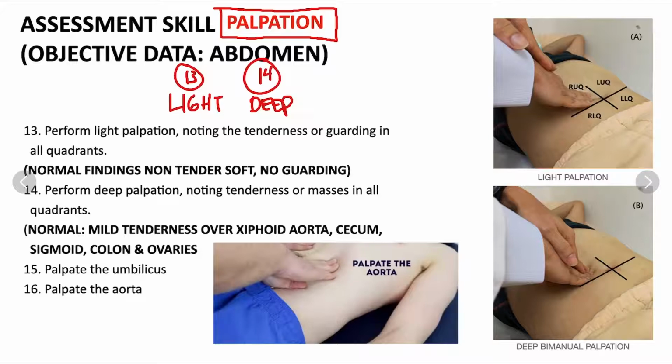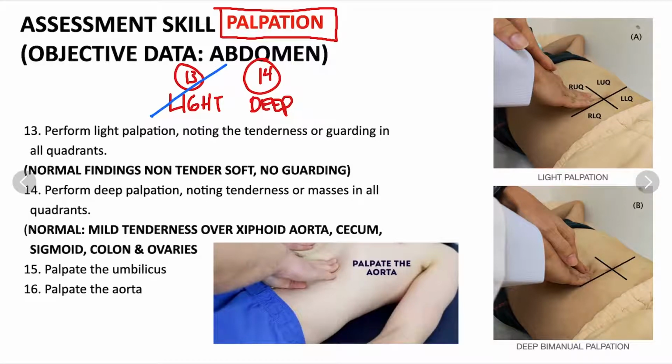Basically, we are going to do palpation over the 4 quadrants again. So in the illustration here on the right corner, you're going to do light palpation over your right upper quadrant, then right lower, left upper, and left lower. Observe for pain, for tenderness, or for guarding. The normal findings during light palpation are there is no tenderness, the abdomen is noted soft, and there's no guarding.